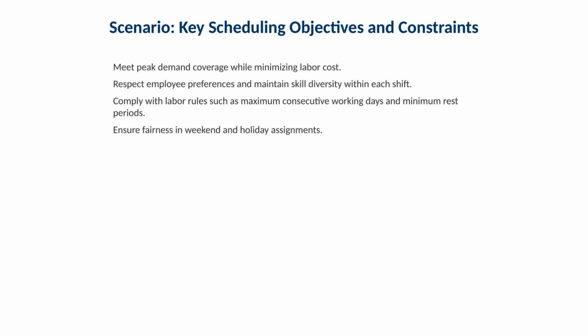In this call center, the scheduler is balancing multiple objectives at the same time. First, you must meet coverage during the peak demand periods, so the operation does not fall behind. Second, you want to minimize labor costs because staffing is a major expense. Third, you want to respect employee preferences when possible, because preference violations show up later as absenteeism, turnover, and morale problems.